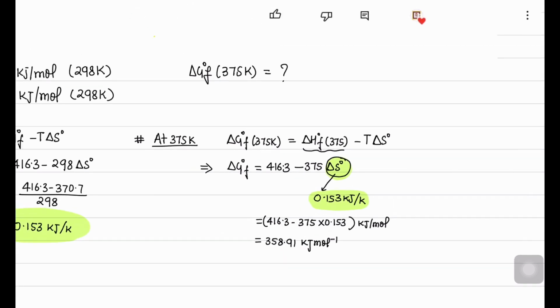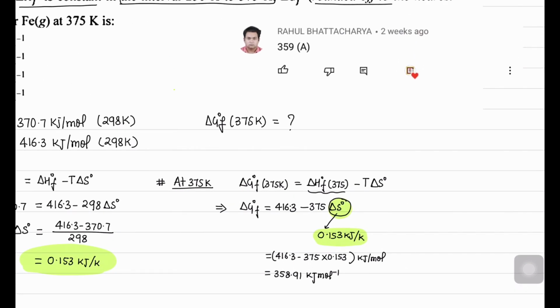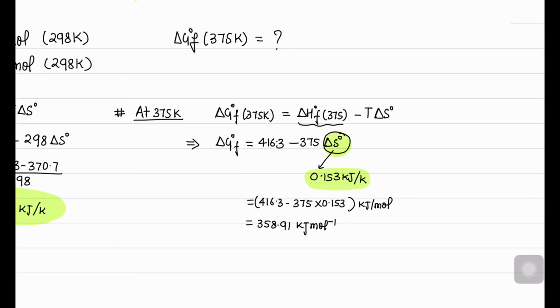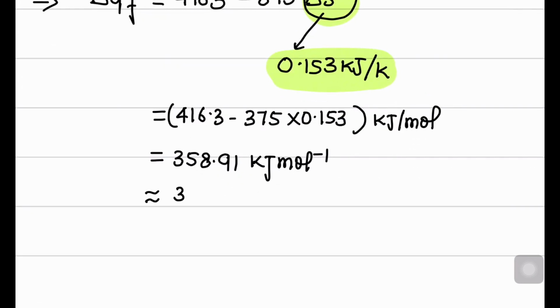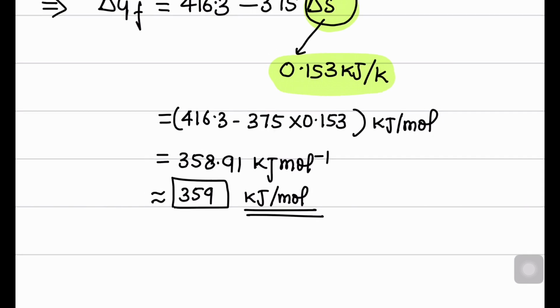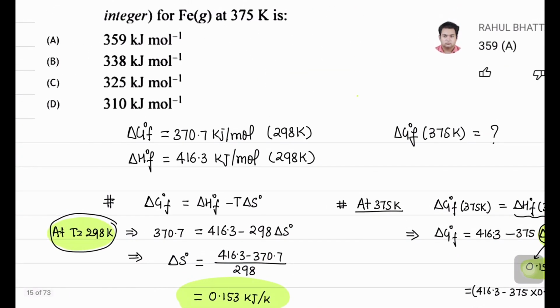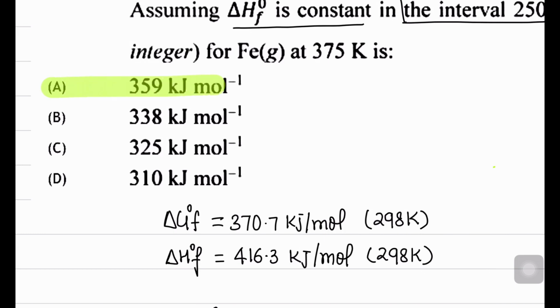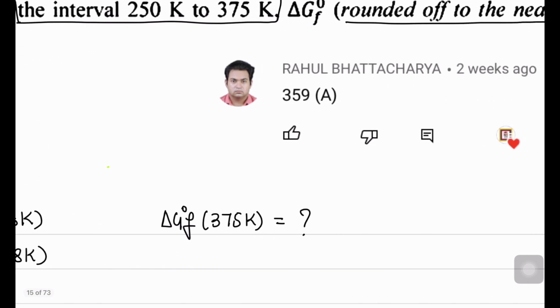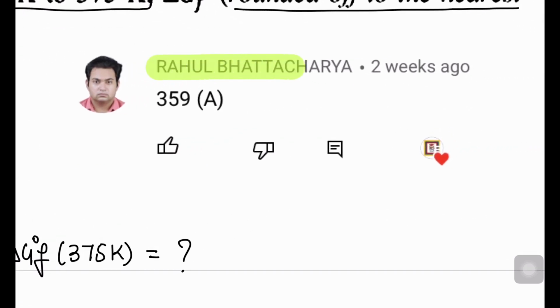Since the question says to round off to the nearest integer, the nearest integer is 359, and that is the final answer. So 359 kilojoule per mole is the final answer. Now if you see, the correct option will be option A. If you see your comments, Rahul Bhattacharya has got exactly the correct answer, that is 359 and option A.